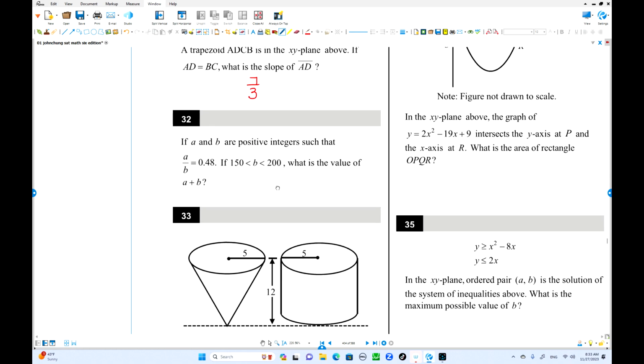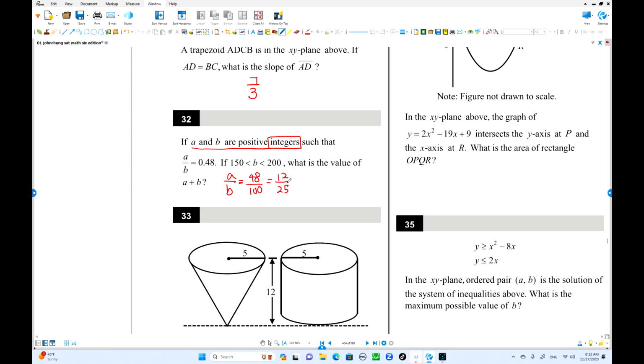All right, number 32. a and b are positive integers such that a over b equals 0.48. b is some number between 150 and 200. So we decide the value of b, because a and b are positive integers. Better to use the fraction: 0.48 is 48 over 100. Simplify, dividing by 4, is 12 over 25.